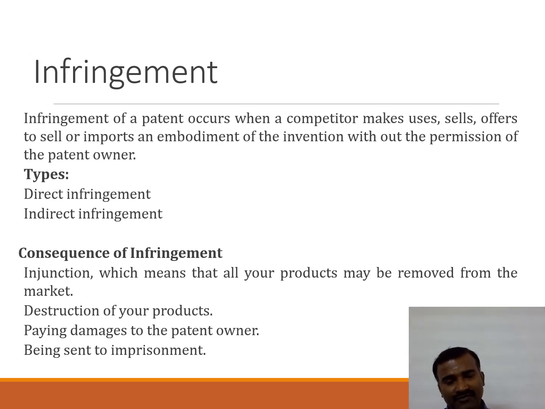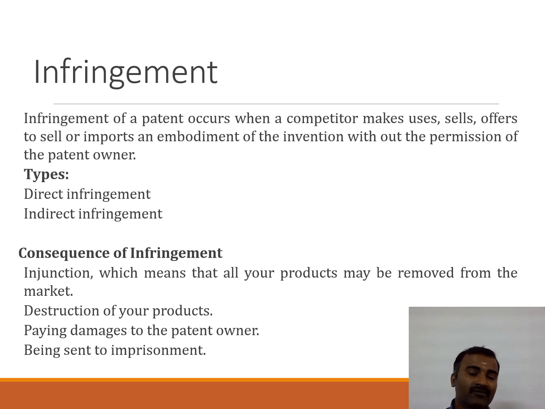So what will happen if someone uses our idea or tools and sells it in the market and gains from that? The better option is you can file a complaint, that is, infringement of a patent. If a competitor makes, uses, sells, offers to sell or imports an embodiment of the invention without the permission of the patent owner, there are two types of infringement. One is direct infringement and the other is indirect infringement.